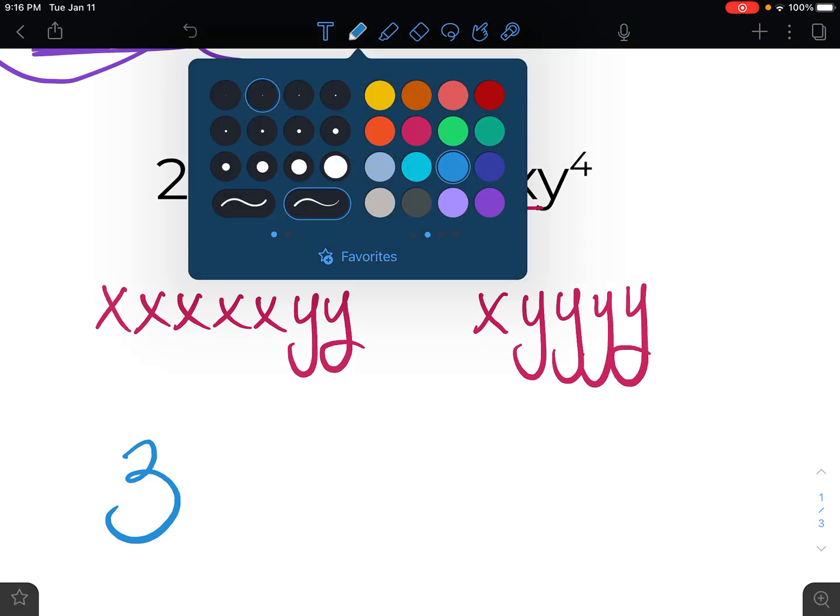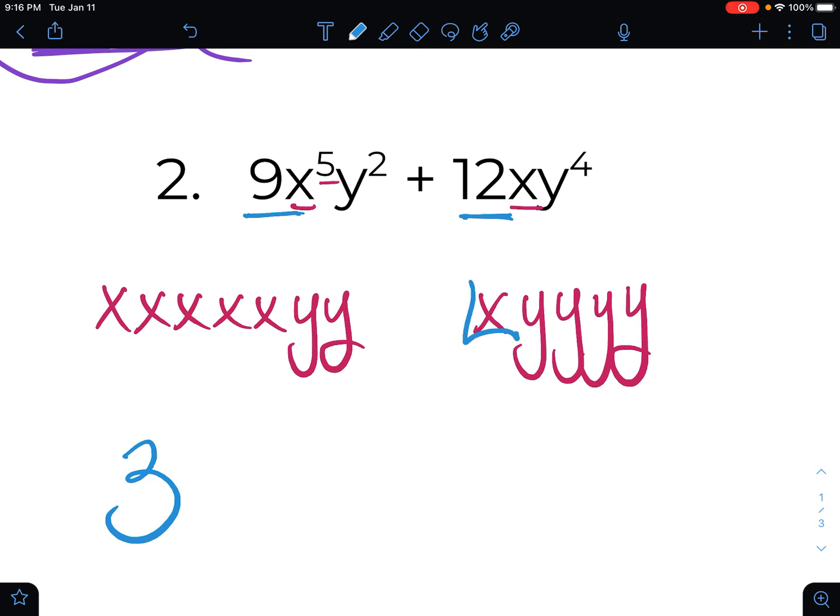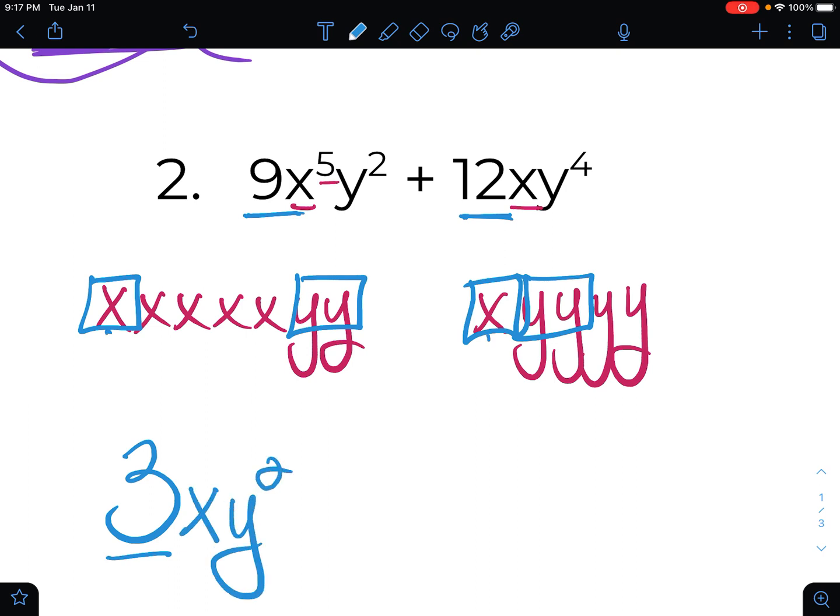And then we're going to box what they have in common. Well, they both only have one x, and then they both have two y's. So my GCF for this is going to be 3x, because they both have one x in common, and then y squared, because they both have two y's in common.